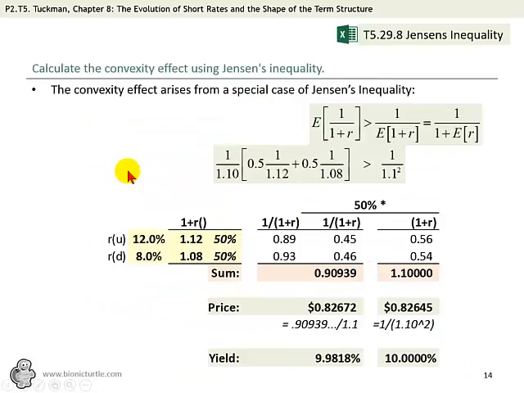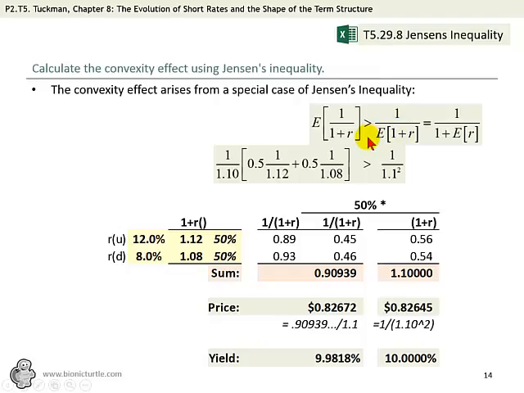And so then the aim is to calculate the convexity effect using Jensen's inequality. And so this is just the math around the phenomenon that we've just observed, namely that the convexity has the effect of lowering the yield and therefore increasing the price. And so here's the Jensen's inequality notation, which is to say the expectation of the quantity 1 over 1 plus the rate is greater than 1 over the expectation of 1 plus the rate.